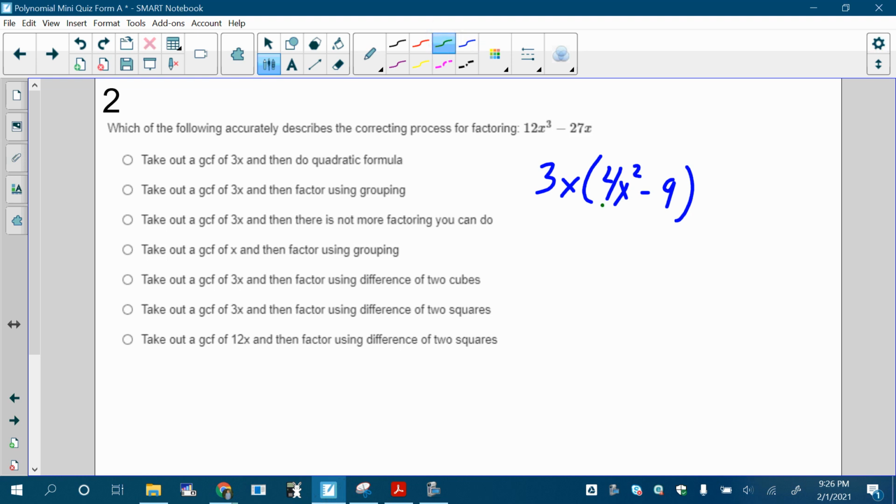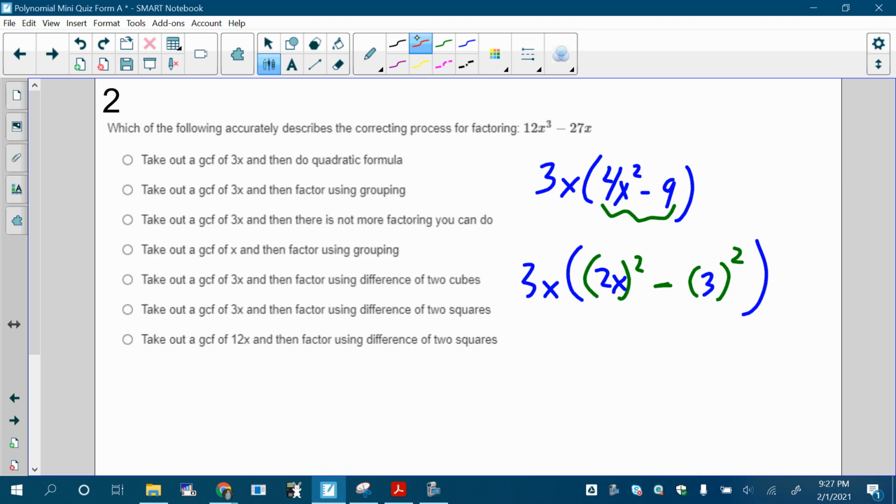This can still be factored more. Why? It's two perfect cubes. Excuse me, two perfect squares. 4x squared is something squared, and 9 is something squared. It is a difference because they're being subtracted. What squared is 4x squared? 2x squared is 4x squared. What squared is 9? 3 squared is 9. We still have the 3x on the outside.